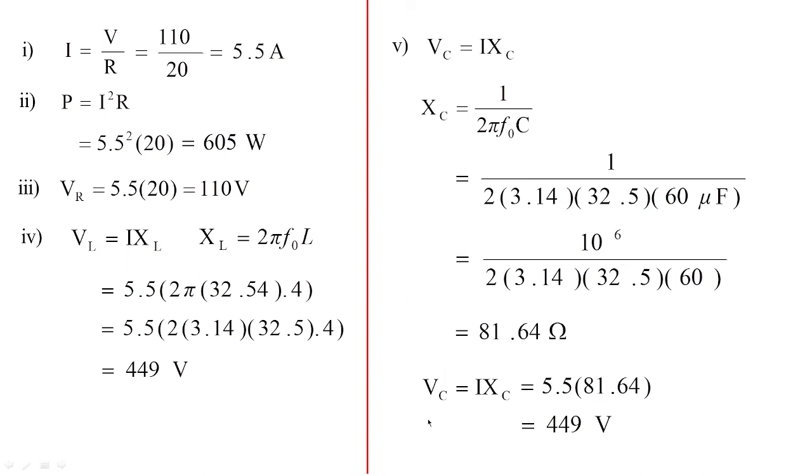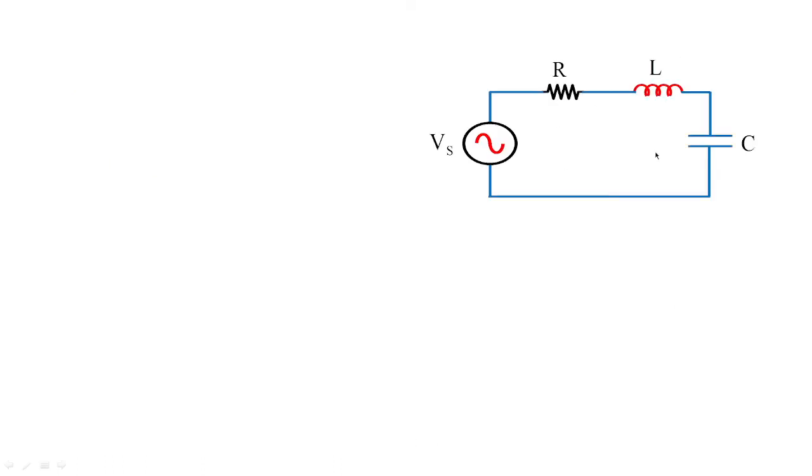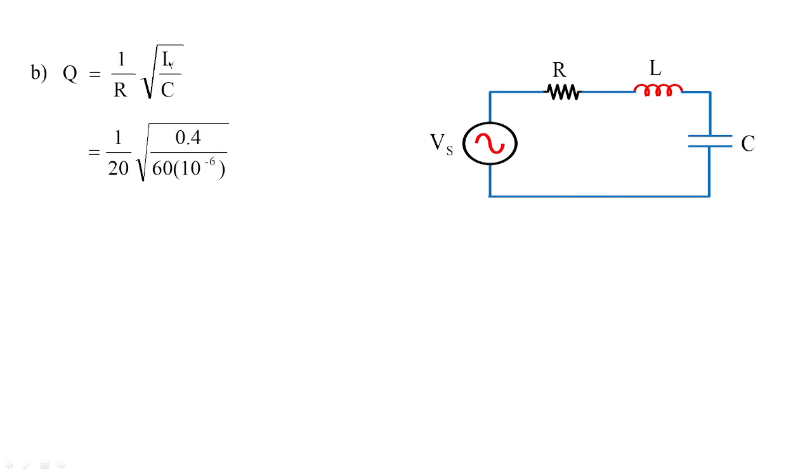Apart from that, what is asked in this particular resonance circuit is to calculate the quality factor. In our previous classes, we have seen the formula for quality factor under series resonance, which is equal to 1 by R under root L by C. Just substitute the values of inductor and capacitor as they are. Inductor is 0.4, capacitance is 60 microfarads, micro indicates 10 to the power of minus 6. So this leads to the quality factor of 4.08. So this is the value of the quality factor.